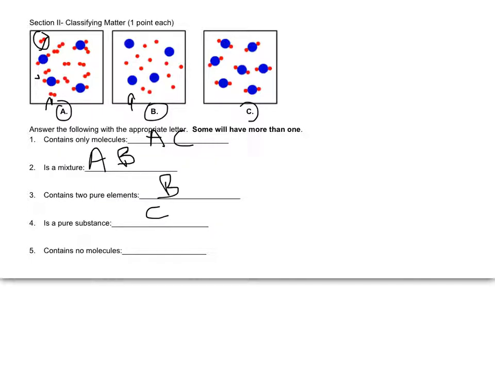And which of these contains no molecules? Well, A and C both have molecules. B is the only one that is not made of any molecules. They're all individual atoms. Even though it's a mixture, there are no molecules involved.